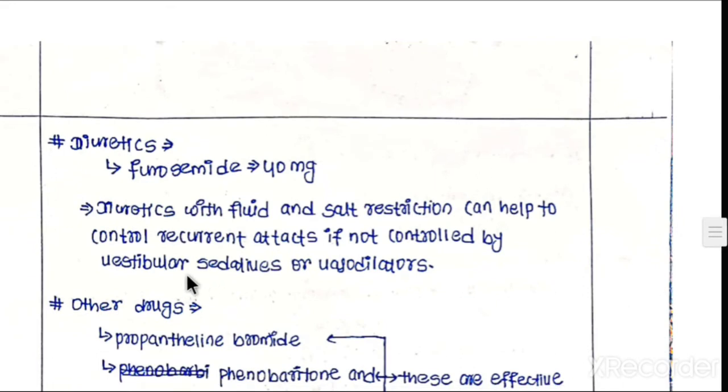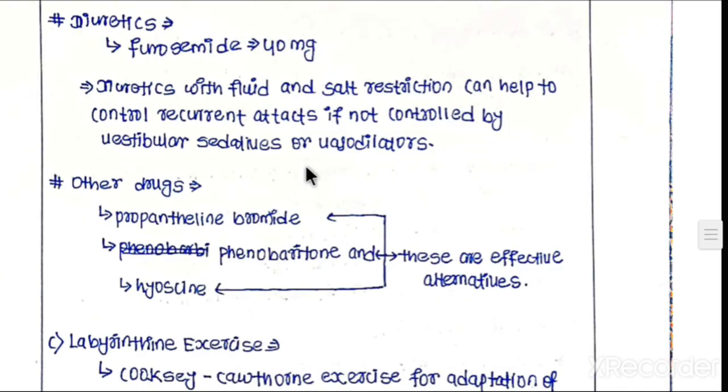Diuretic. Furosemide 40 mg can be used in Meniere's disease patients. Diuretic with fluid and salt restriction can help to control the recurrent attack if not controlled by vestibular sedative or vasodilator. If the vasodilator and vestibular sedative are ineffective, then a diuretic like furosemide can be used for the recurrent attack. Other drugs are propantheline bromide, phenobarbital, and these are other effective alternatives. Also hyoscine.